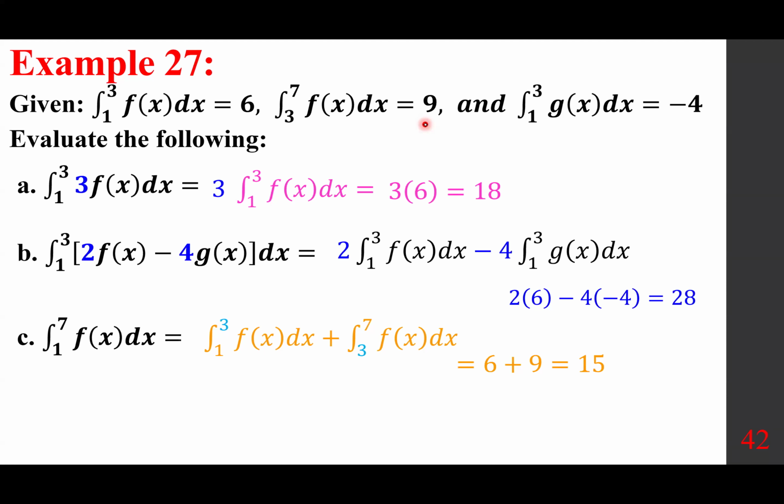So that should be straightforward. And finally, the integral from 3 to 1 of f of x dx. If 1 to 3 is 6, 3 to 1 is the negative of that, which results in minus 6.